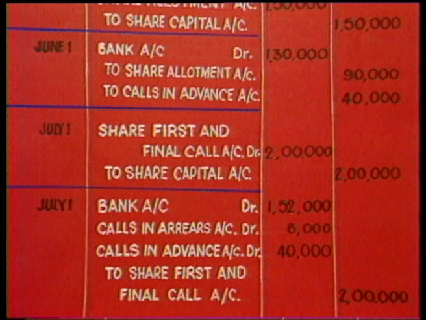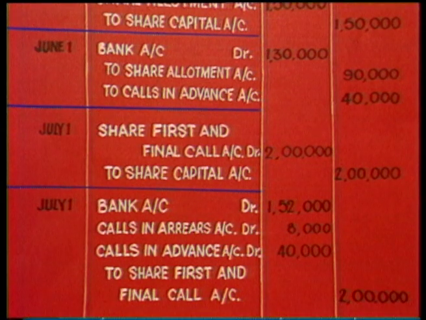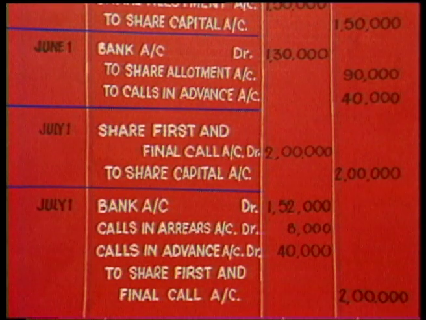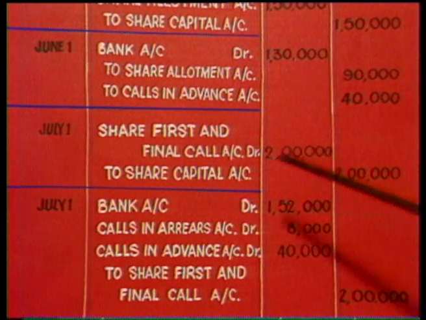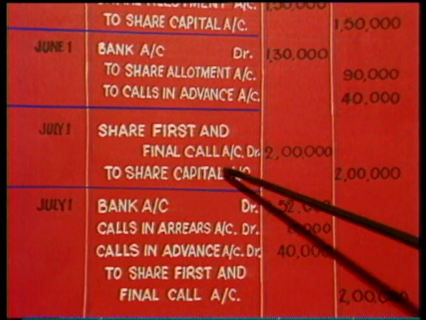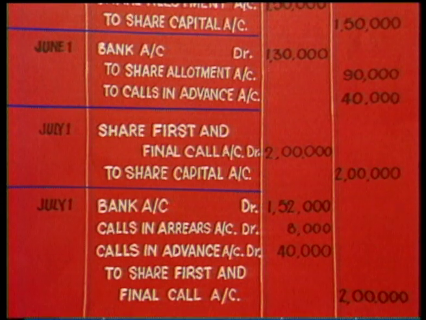Subsequently, the first and final call amount at the rate of 4 rupees per share is due on 1st July. On that day, the transfer entry has got to be made, debiting the share first and final call account for rupees 2 lakhs and crediting share capital account rupees 2 lakhs. This is the amount of 4 rupees per share due on the 50,000 shares that have been allotted altogether.